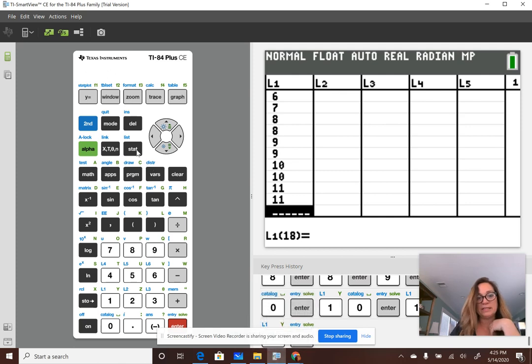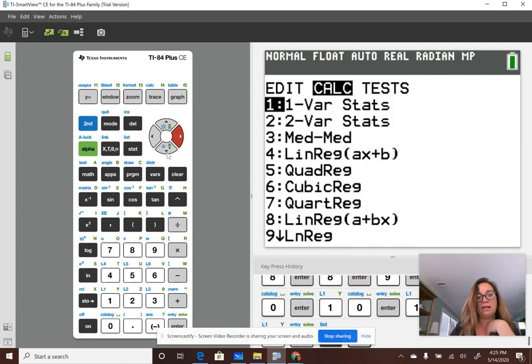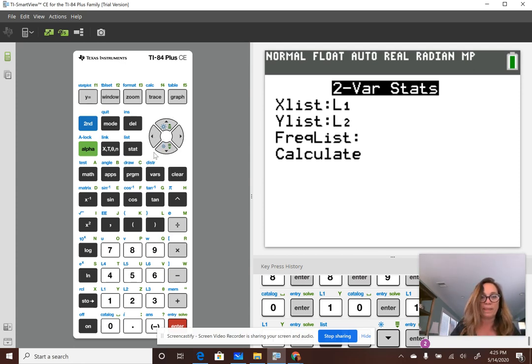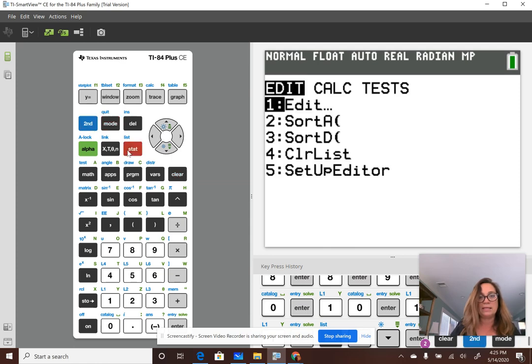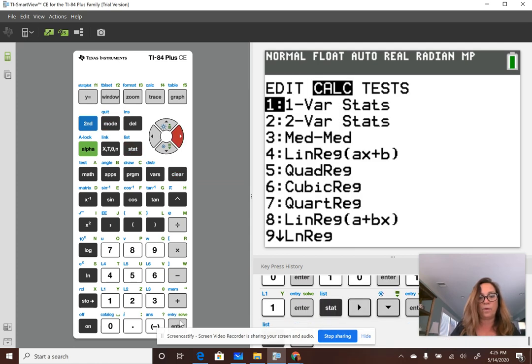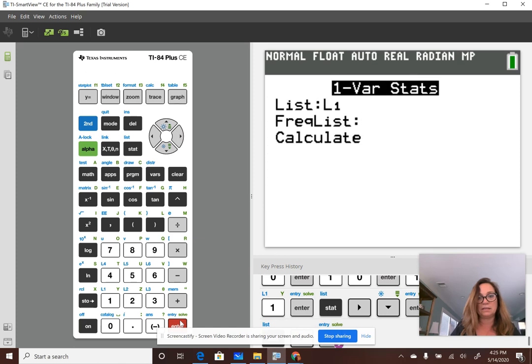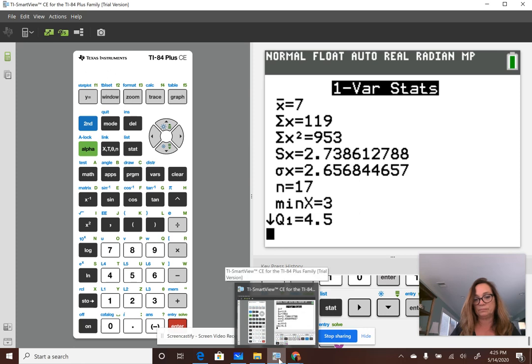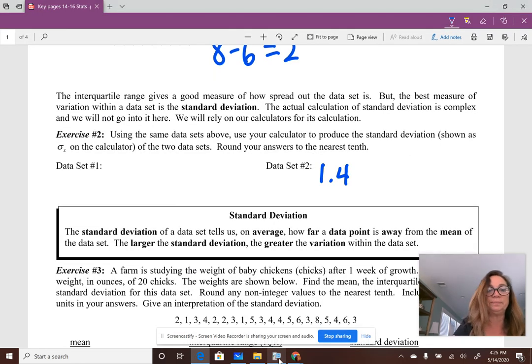Okay, so now it's stat, arrow over to calc, down to 1-var stats, and hit enter. Not 2-var stats, that's not what I'm doing. Go back. Clear. Okay, stat, calc, 1-var stats, calculate. Okay, so there we go. The standard deviation is 2.65, so we would round that to 2.7.